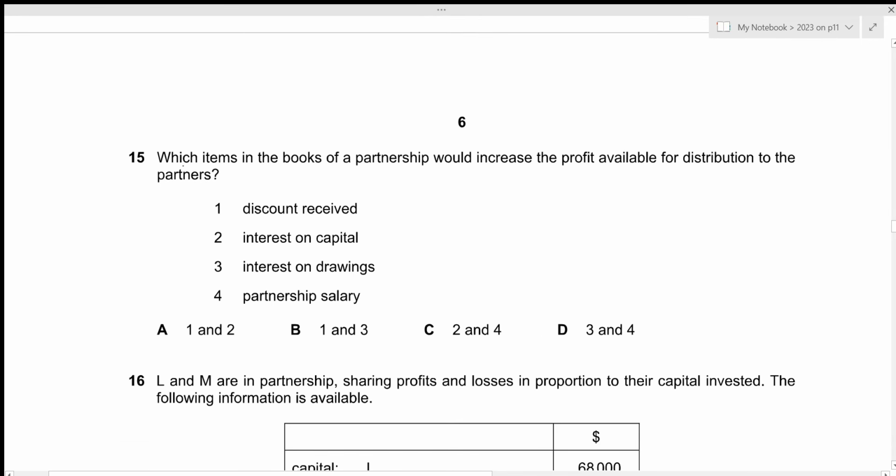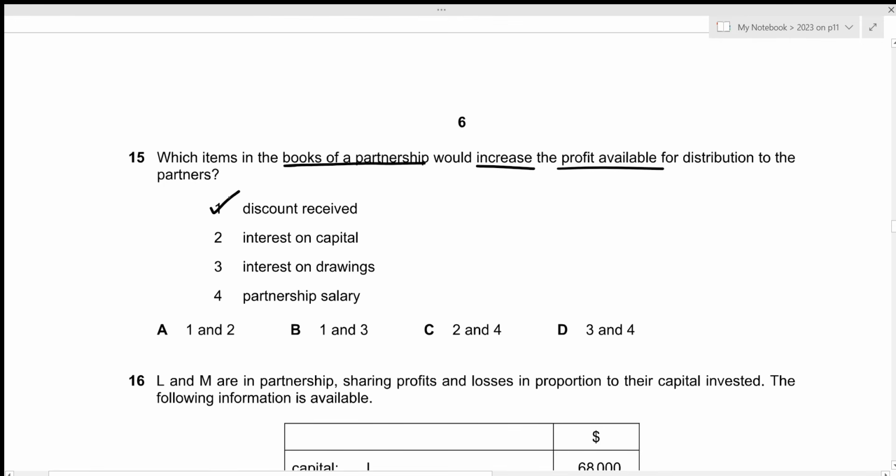Now for the 15th question, which items in the books of a partnership would increase the profit available for distribution to the partners? Okay, the first one is discount received. So discount received would definitely be considered as part of our income, and income will always increase the profit available for distribution, right?